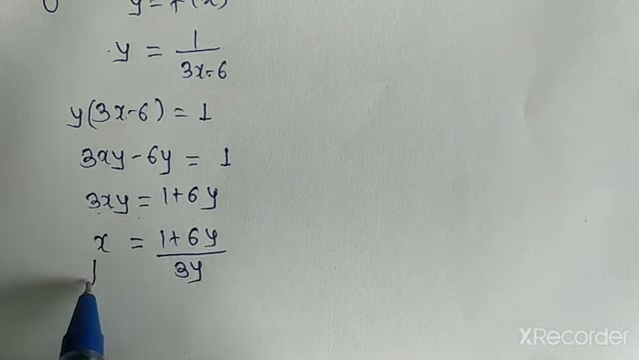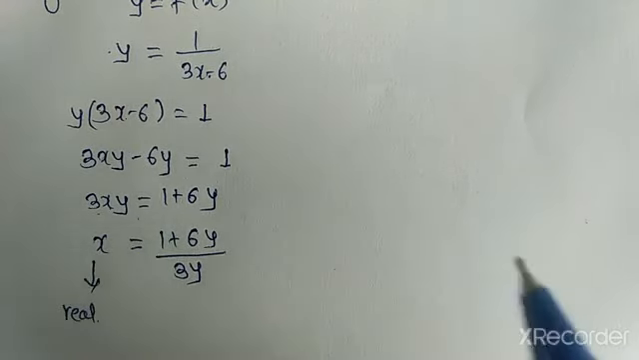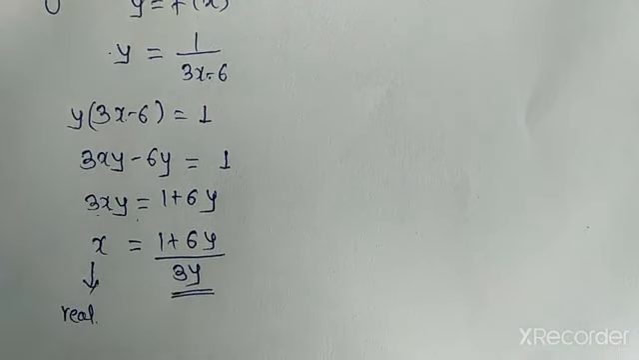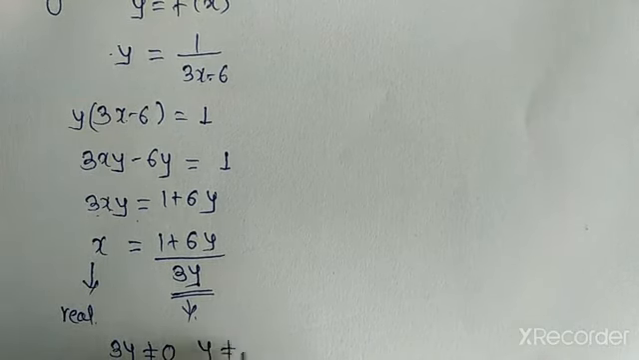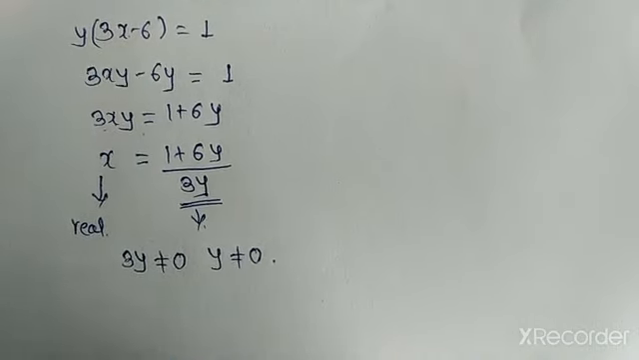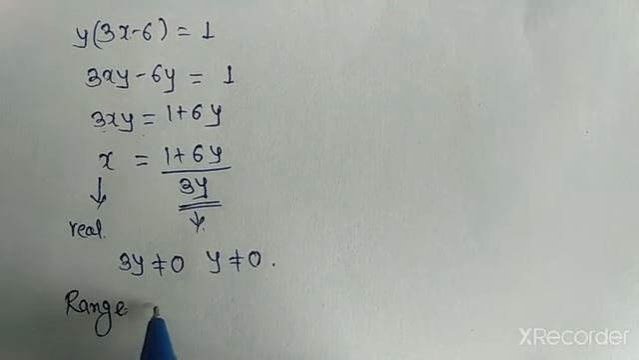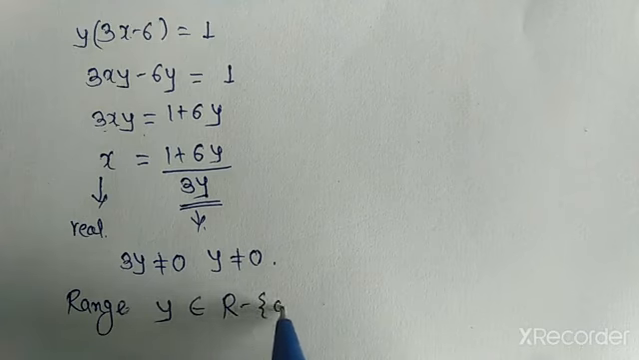Here x is our real number, so the right side should also be a real number. It will be real only if its denominator is not equal to 0, that is 3y not equal to 0, that is y not equal to 0. So our range of y will belong to R minus the singleton 0.